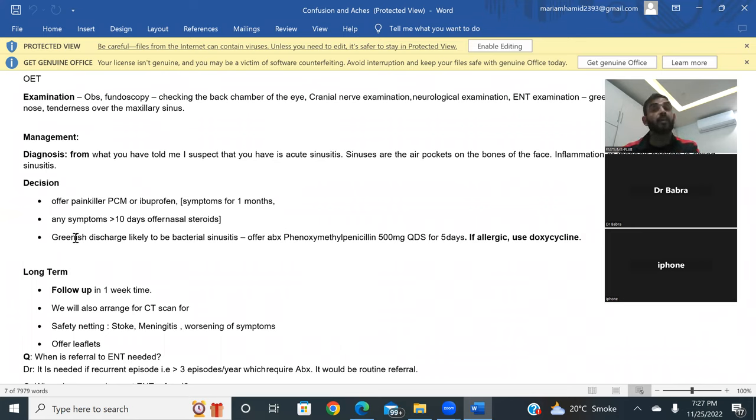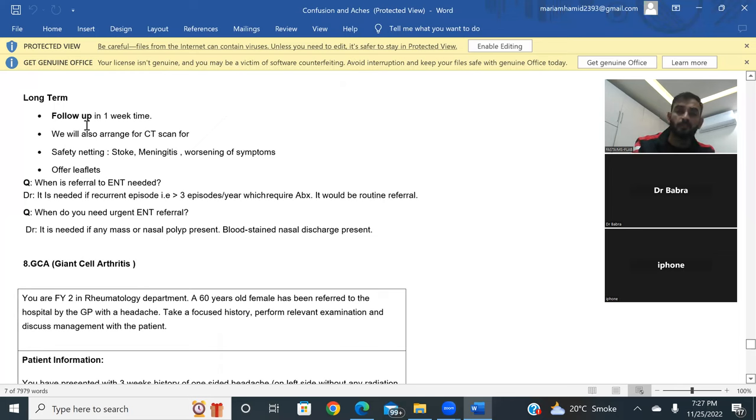Then you will be saying that I'm going to prescribe you an antibiotic, but it will be doxycycline, not the penicillin, as you are penicillin allergic. Because you want to tell the examiner that I know this concept, that if he is penicillin allergic, I'm not going to give the penicillin. Follow-up in 1 week, we can arrange.